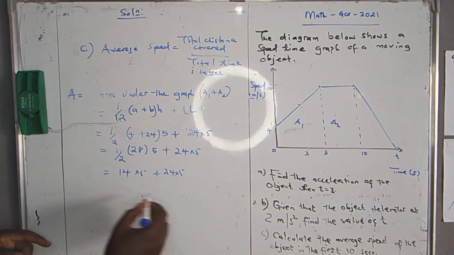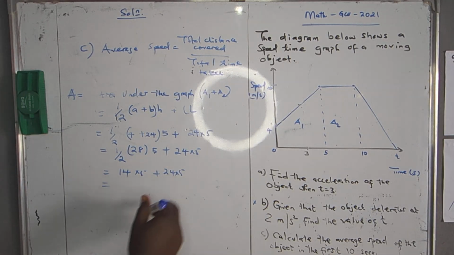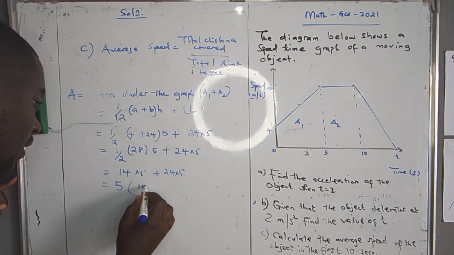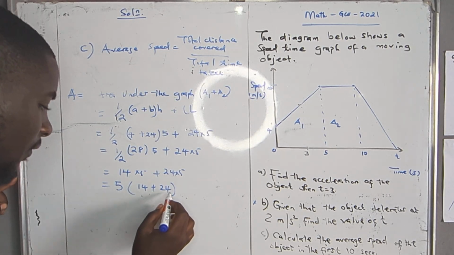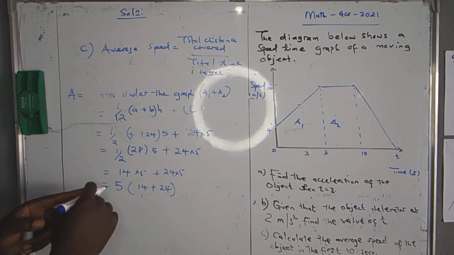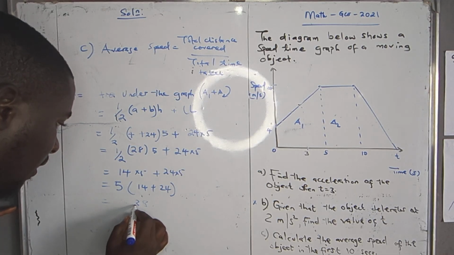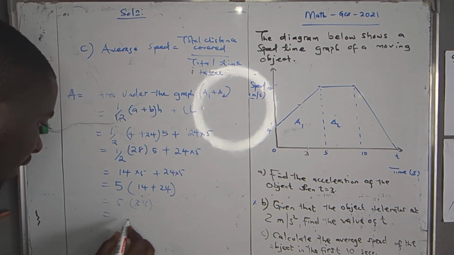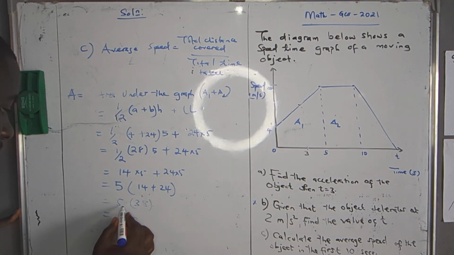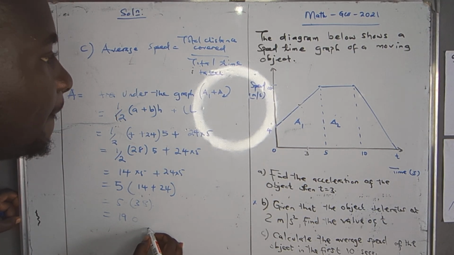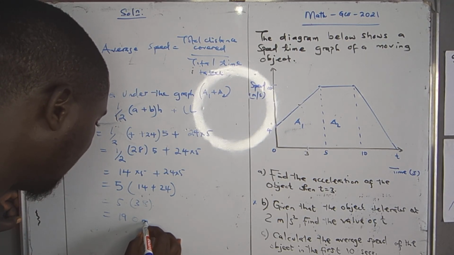You have a 5. So from here now, you understand that we can actually factorize so that you have a 5 this side since it's common, then 14 plus 24. Hope you are connecting. But you can as well do it directly like that, but it will take your time. So this one will give us 38 multiplied by 5. And this is going to give us 190. What are we calculating? We're calculating the area, so the distance, in meters. So 190 meters.